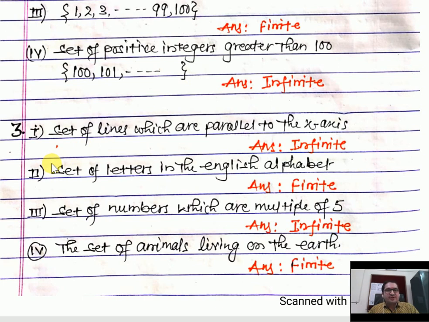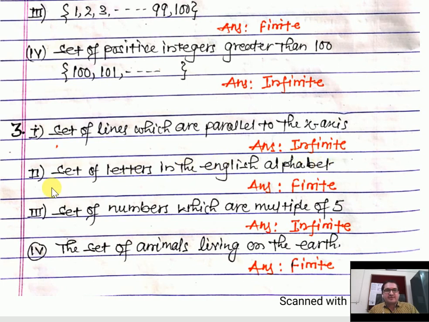Question number 3, again in this question you have to tell which one is infinite and which one is finite. Set of lines which are parallel to the x-axis. There are so many lines possible, right? Parallel to the x-axis. So this is infinite.